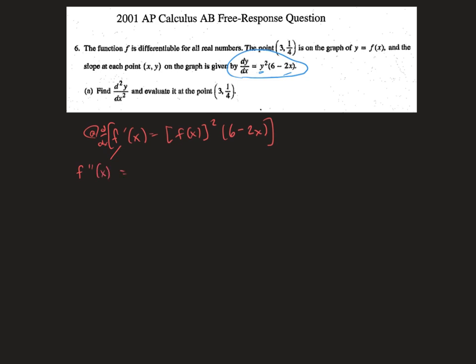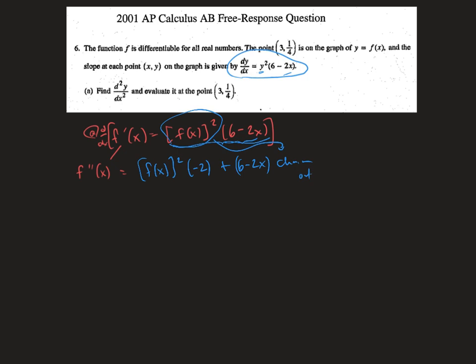And then that would equal, when I take the derivative of this thing, that's going to require the product rule and the chain rule inside. So we're going to do first times the derivative of 6 minus 2x, which is negative 2, plus 6 minus 2x, which is the second thing, times the derivative of f of x squared, which would require the chain rule.